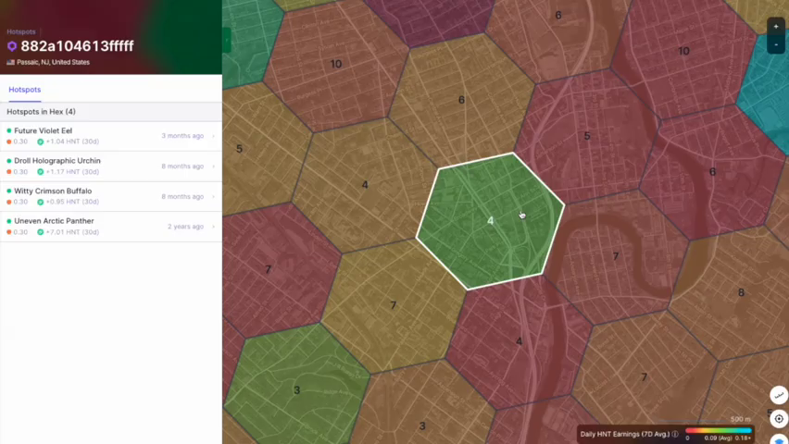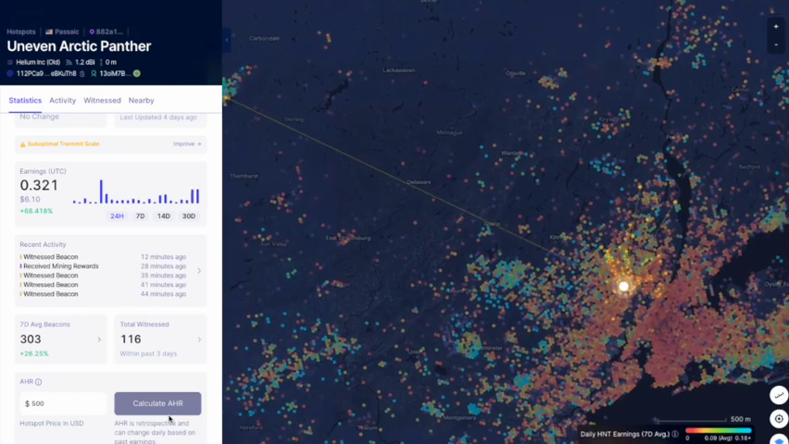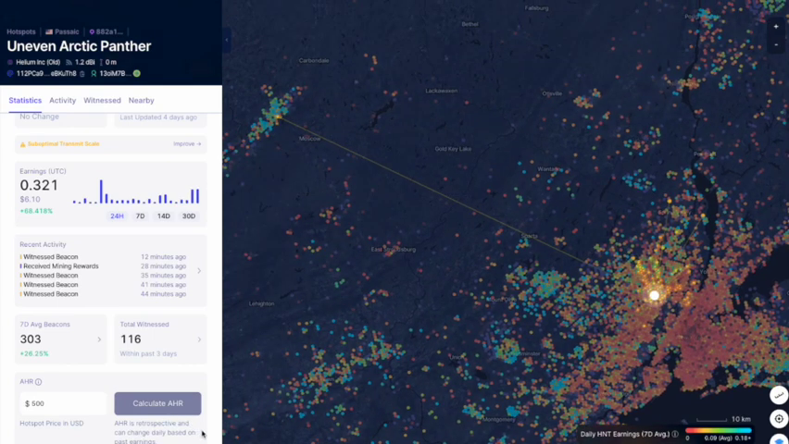Now, I do want to point out that prior to clicking calculate, as you can see here, there is actually no AHR number. You actually do have to click calculate AHR. And as you can see, there is also a value that is already pre-populated with $500. That is the typical cost of a Helium hotspot right now. Of course, it could be less, could be more, but it is a field that can be changed. So you can enter in the exact value of the hotspot that you purchased, or you can enter in, let's say, all of the cost of the hotspot and hardware if you're upgrading your antenna.